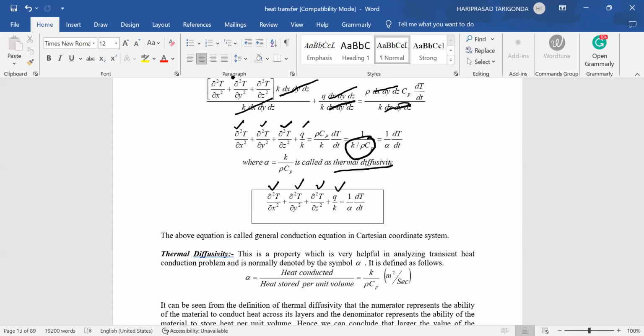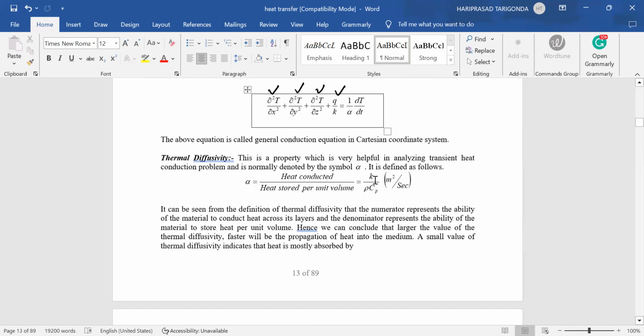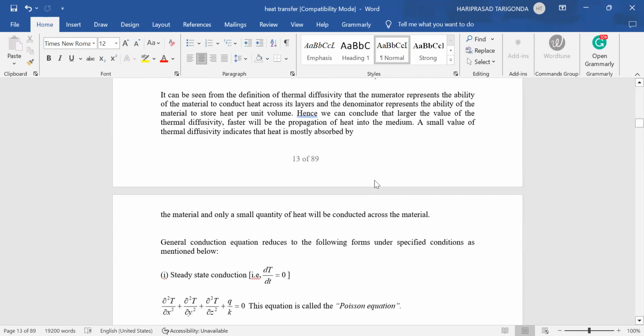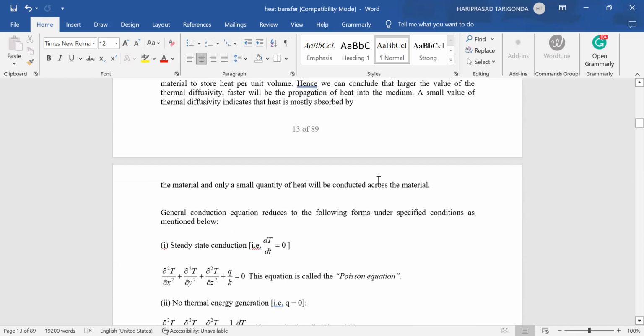Then in that case, heat will be diffused at a fast rate. In other words, when alpha is very small, it indicates that k is small and the heat stored per unit volume will be very high. It indicates that heat will be diffused into the element at a slower rate. So with the help of thermal diffusivity, we can estimate the amount of heat transferred.